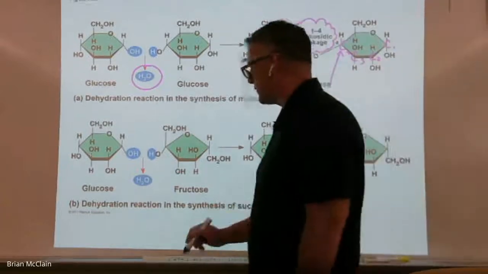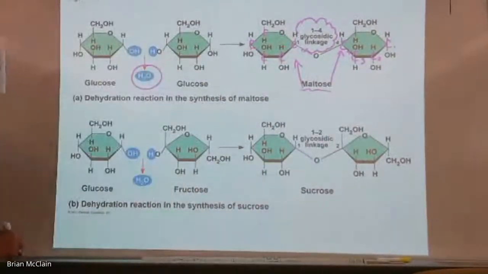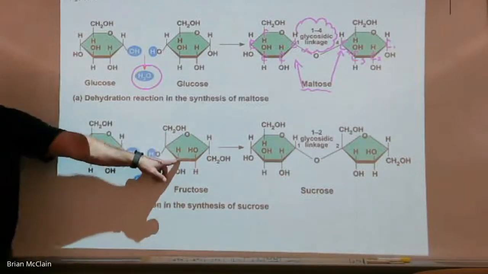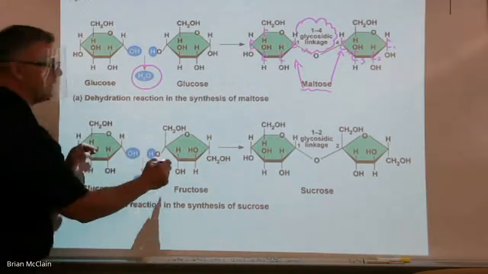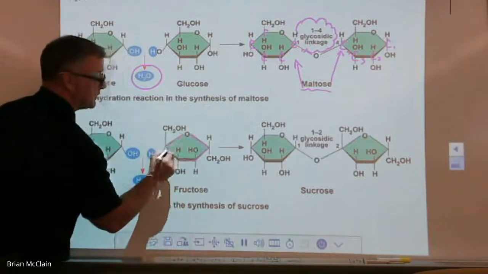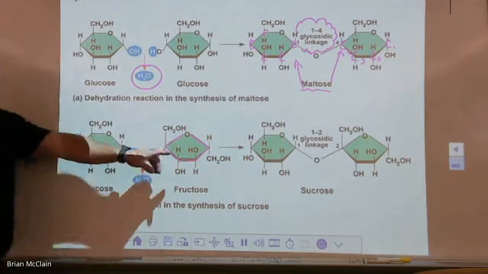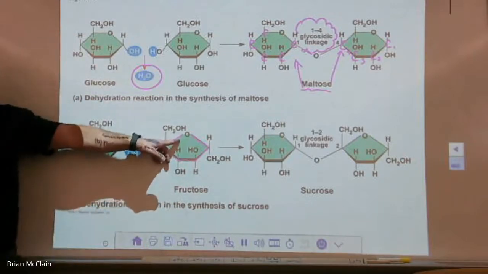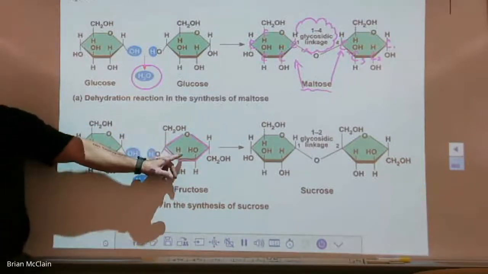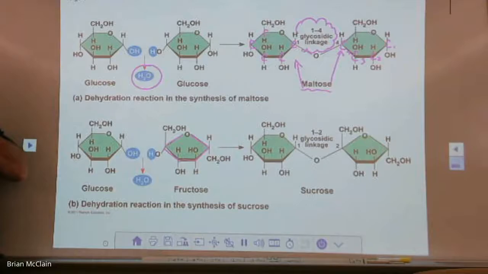Let's look at the bottom picture. This is synthesis of sucrose. We already talked about that. So here's glucose. Here's our fructose structure. Remember we say fructose, think about it, it has 5 sides to the structure. That's because of that position of where that oxygen's located at. Okay? They both are C6H12O6. Fructose, think of the 5-sided structure.